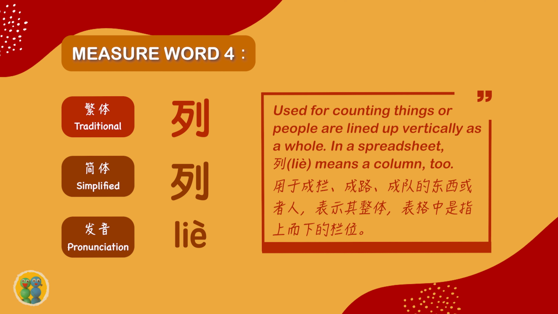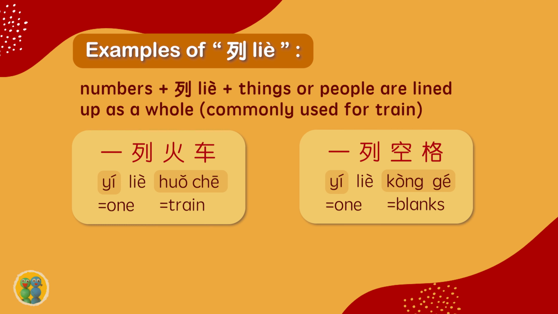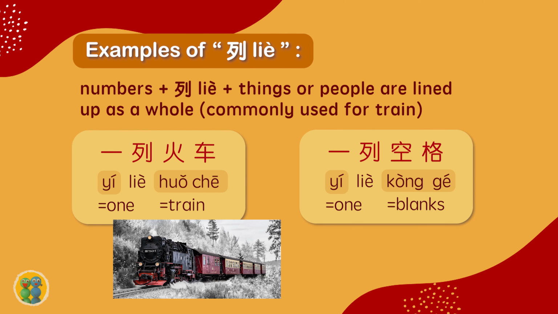Lie is used for counting things or people that are lined up vertically as a whole. In a spreadsheet, 列 means a column too. Examples of 列. 一列火车. It means one. 火车 means train. 一列空格. 一 means one. 空格 means blanks.